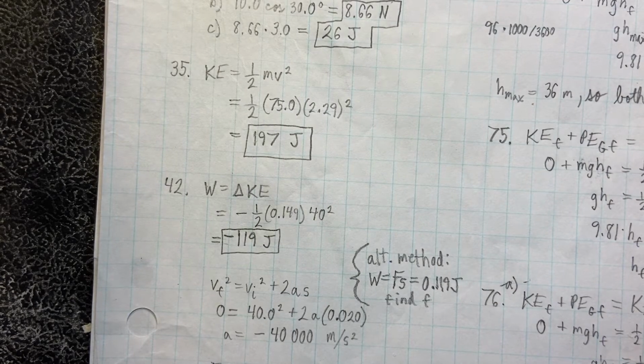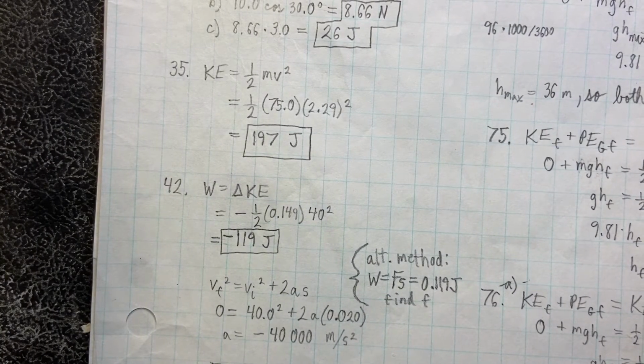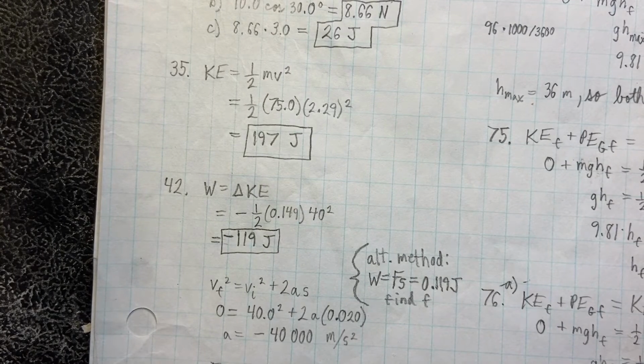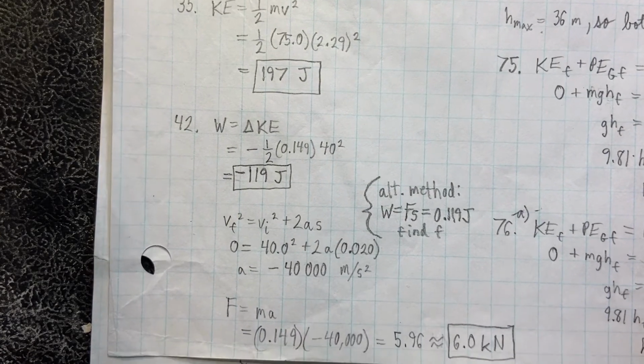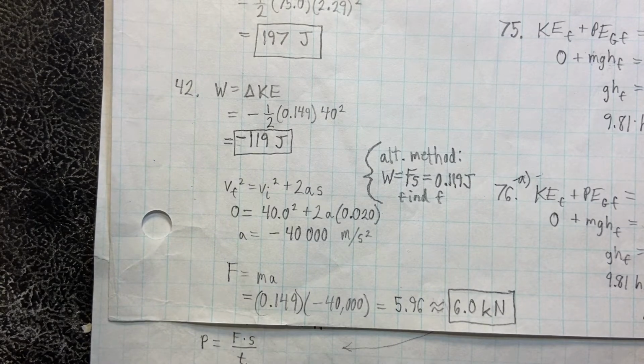Okay, now the next thing that we're asked for in 42 is if it's brought to rest in 2.0 centimeters, what average force must act on the ball? Okay, so we know that we have a deceleration here. So we need to find that deceleration. We use Vf squared equals Vi squared plus 2as, plug in our givens, and we find the acceleration is negative 40,000 meters per second squared. Notice I'm not worrying about significant figures yet. We do that at the end. And then since we're asked for the force, F equals ma, we put in the mass, and we find that the force is 6.0 kilonewtons.